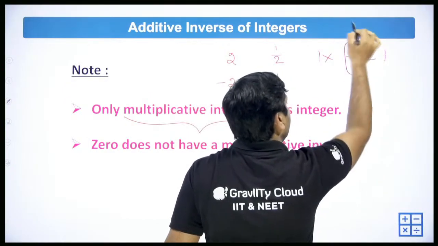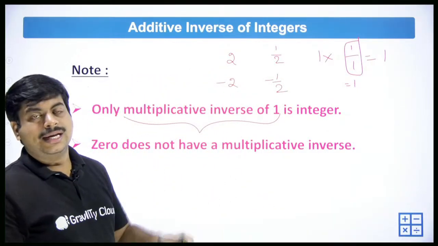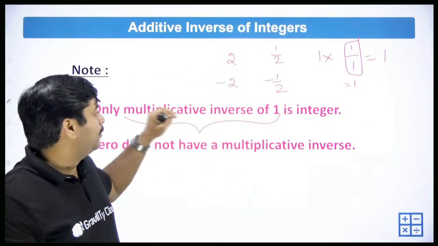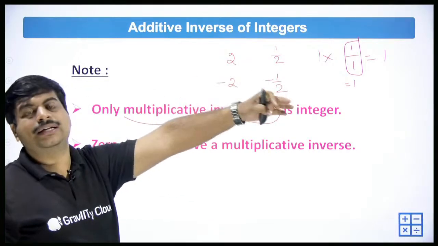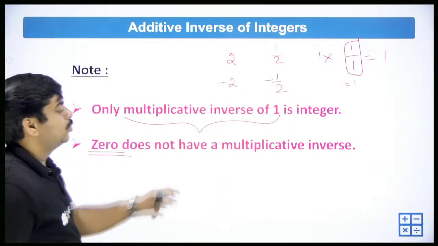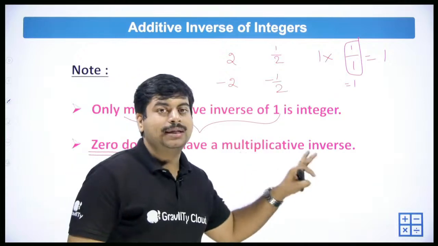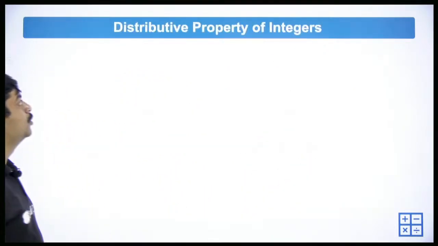1 by 1 is equal to 1. You can say that it is again an integer. In integers, only the multiplicative inverse of 1 is an integer. For the rest of all the integers, you will never get an integer back. And 0, just now we discussed, does not have a multiplicative inverse, right? So I think all these are clear to you, right?